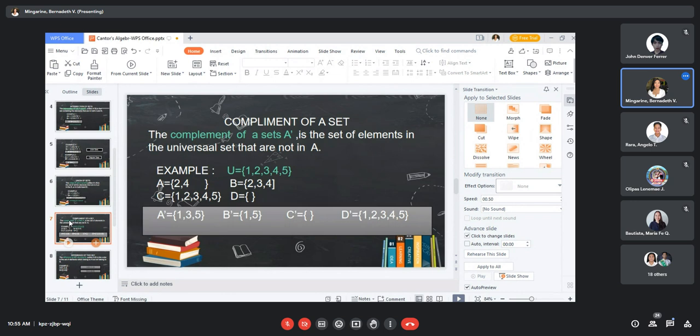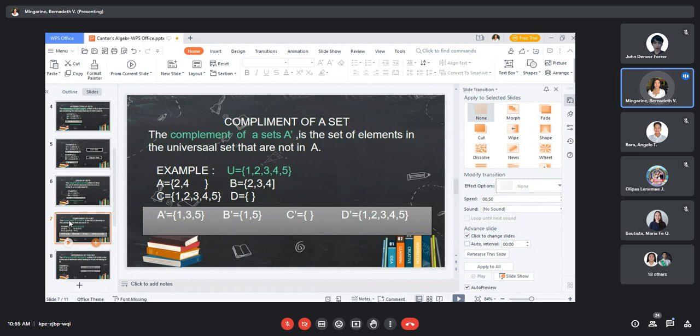Complement of a set. A complement of set A, written A', mapapansin nyo, I'm my apostrophe. Ayan. So, ang complement of A, this is the set of all elements in the universal set that are not in A. Ibig sabihin ng complement, sinabing complement of set A, ano raw yung wala sa set A na meron sa universal set. In short, kakailangan natin dito ng universal set.